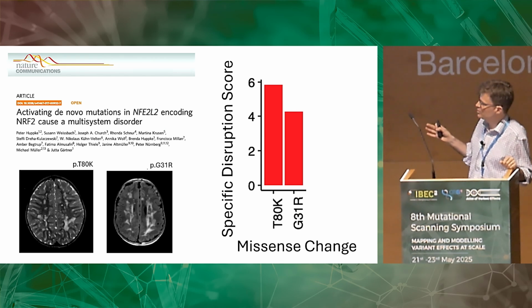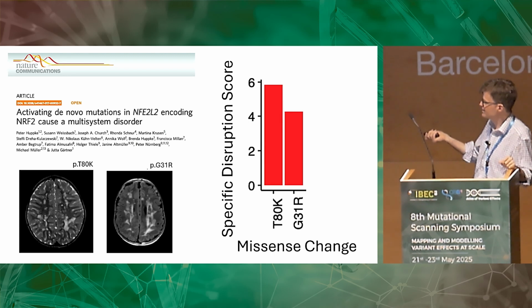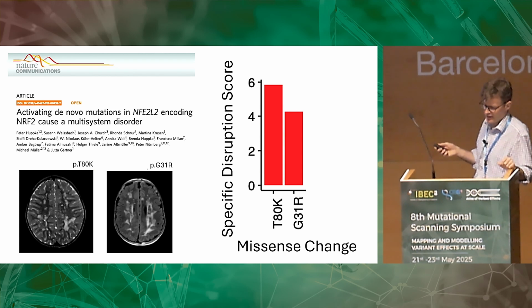So NRF2 is not only involved in cancer, but also involved in a neurodevelopmental condition. And importantly, if we look at specific variants that are found and that are disease-associated, such as these two here, these are also associated with a high disruption score. So we think that in addition to exploring variation in the context of cancer, we can use these sorts of saturation genome editing data of NRF2 to examine phenotypes that are associated with this neurodevelopmental condition.